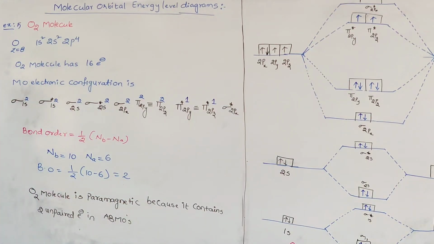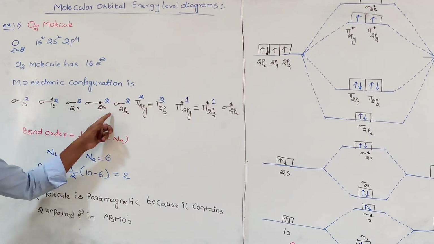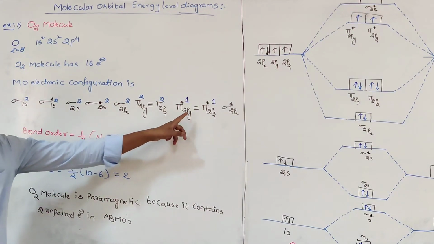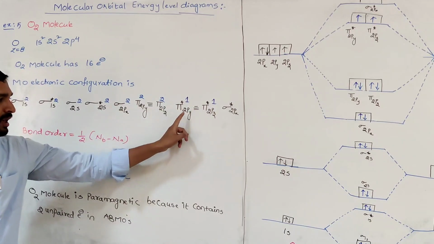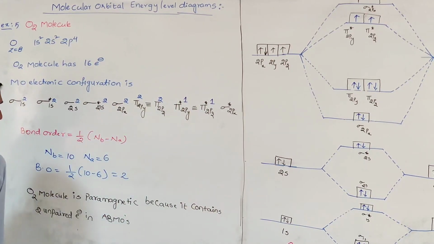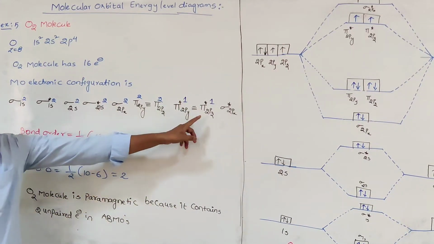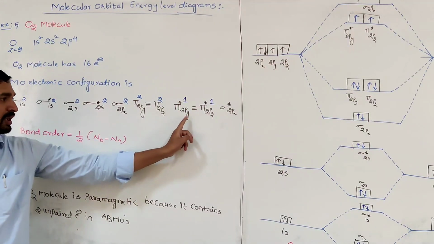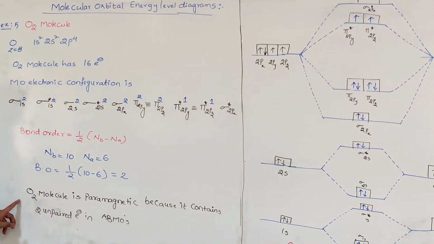That means the 2 oxygen atoms are combined together through 2 covalent bonds to form the oxygen molecule. When we observe the molecular orbital electronic configuration, in both the anti-bonding molecular orbitals, unpaired electrons are present. Since unpaired electrons are present in the anti-bonding molecular orbitals, the oxygen molecule is said to be paramagnetic.